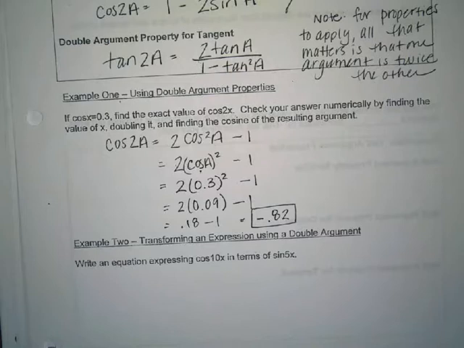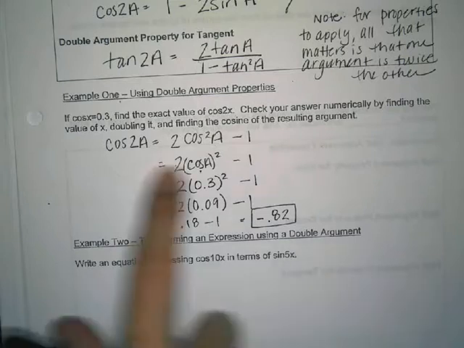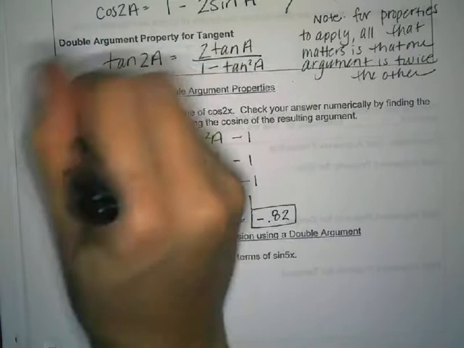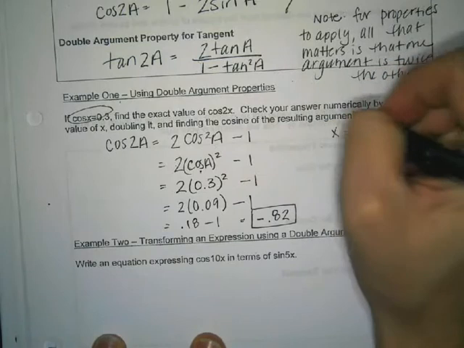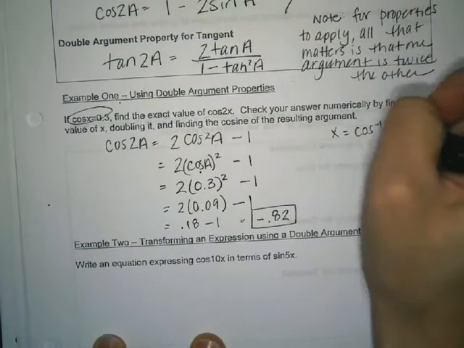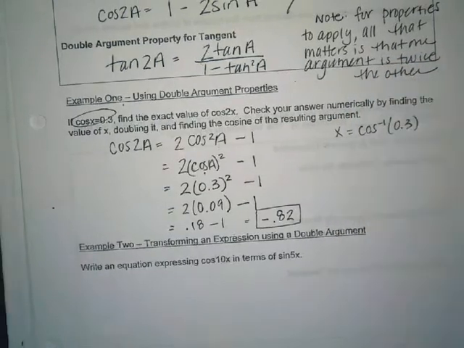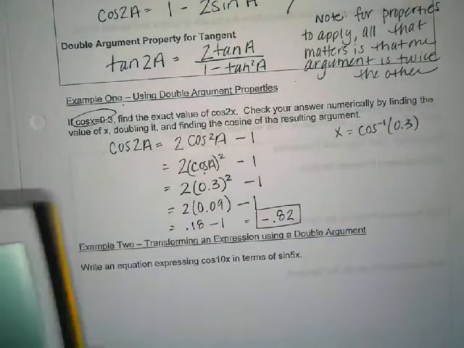Okay, now if that's my answer, and that is found without having to find x, they want me to check my answer numerically by actually finding the value of x, doubling it, and then finding the cosine of the resulting argument. So this is what you would have to do if we didn't have this property. So how do I find the value of x using this expression here? Inverse cosine. So I'm going to take the inverse cosine of both sides. Inverse cosine of 0.3.